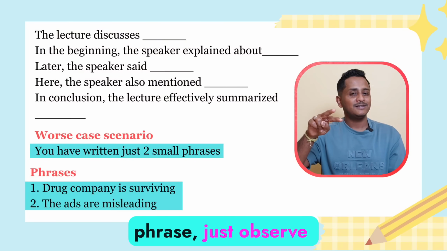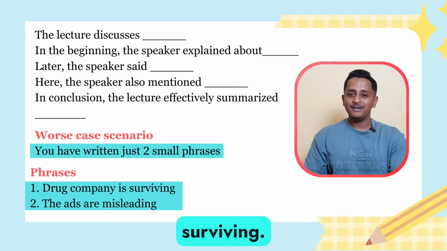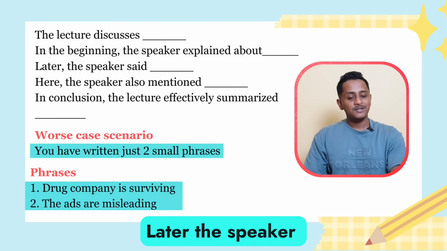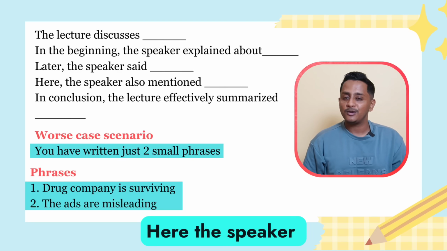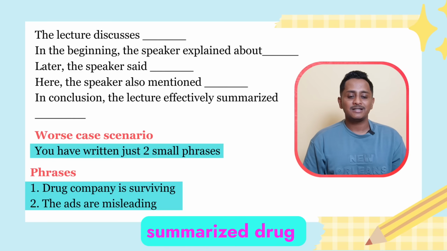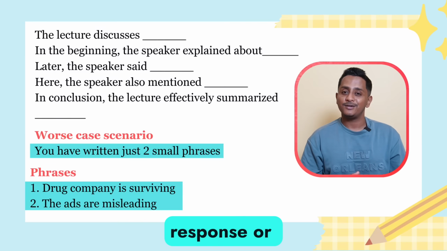You have written 2 phrases, just observe how I do it. The lecture discusses the drug company is surviving. In the beginning, the speaker explained about the ads are misleading. Later, the speaker said the drug company is surviving. Here, the speaker also mentioned the ads are misleading. In conclusion, the lecture effectively summarized drug company is surviving and the ads are misleading.